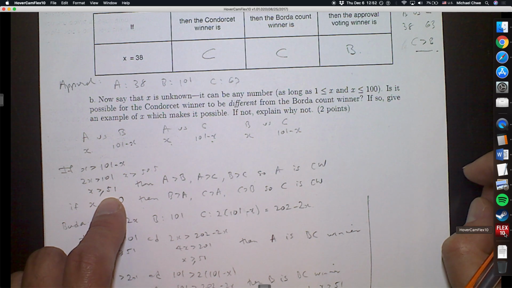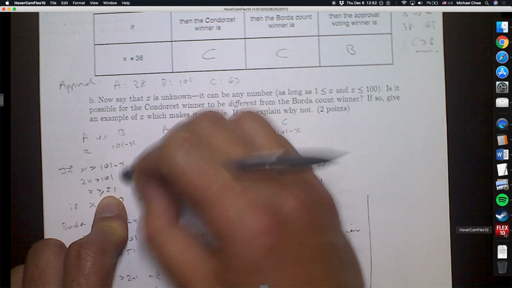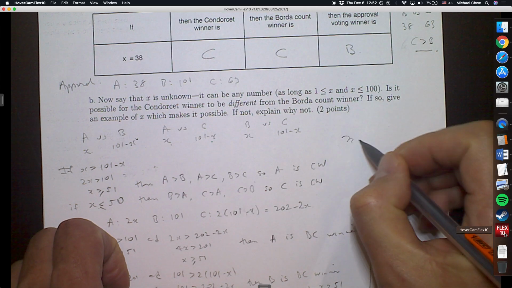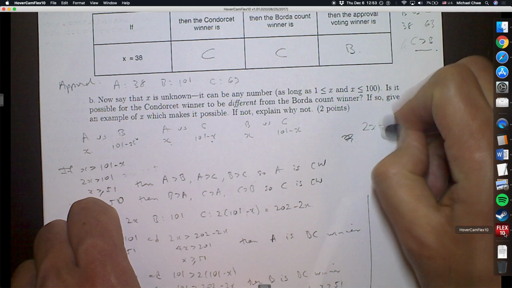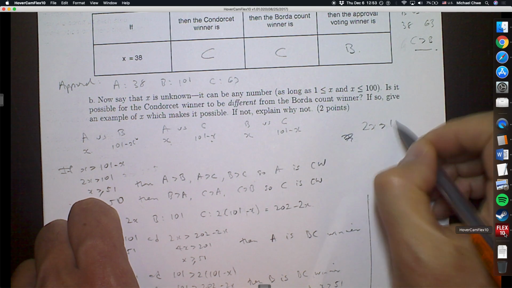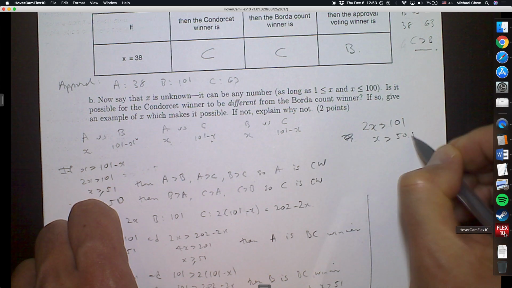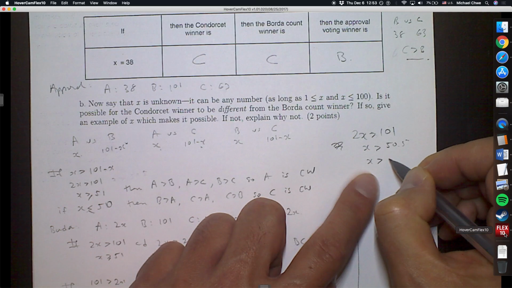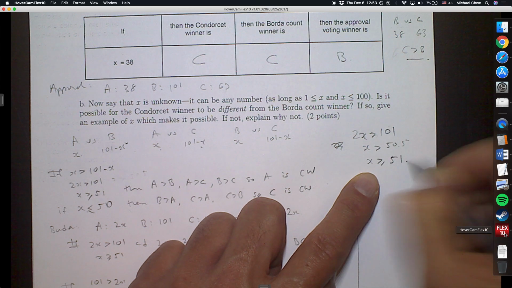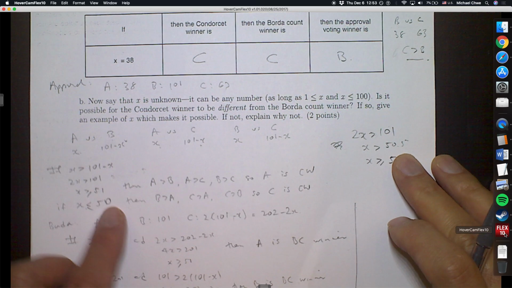Is it greater than or equal to, or is it just greater than? That's a good point. So you have 2X bigger than 101. This is the same thing as X is bigger than 50.5. So X has to be greater than 50, or greater than or equal to 51, because it's a whole number. Okay, does that make sense?